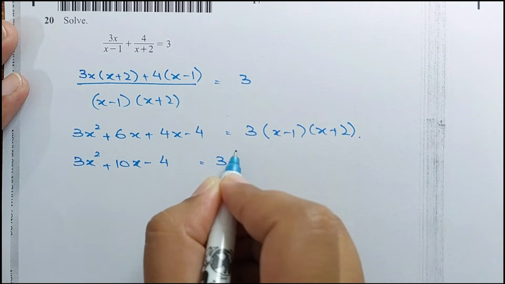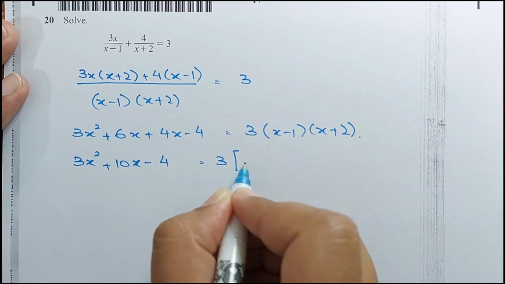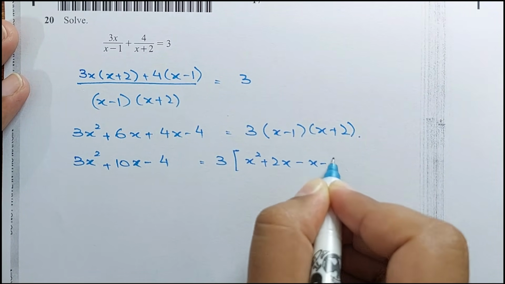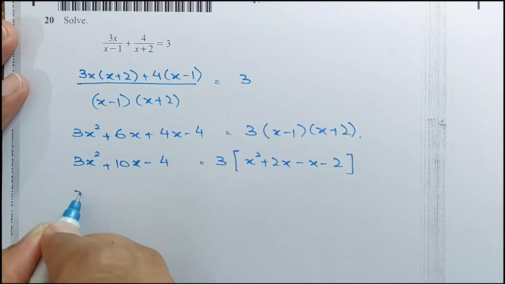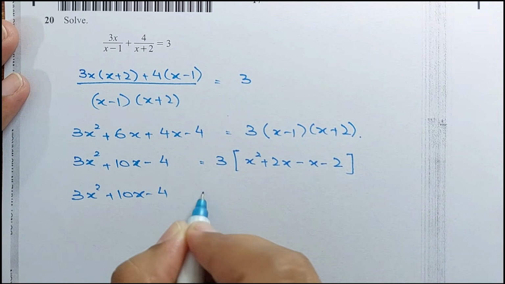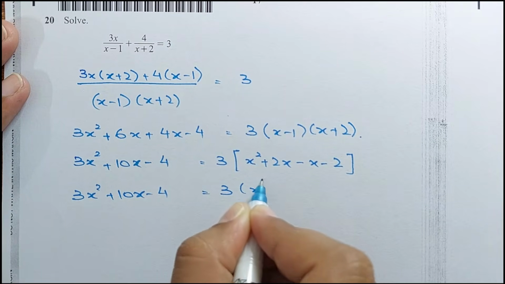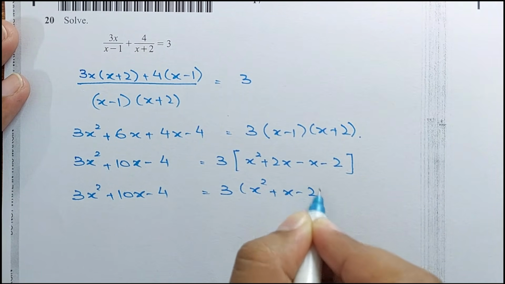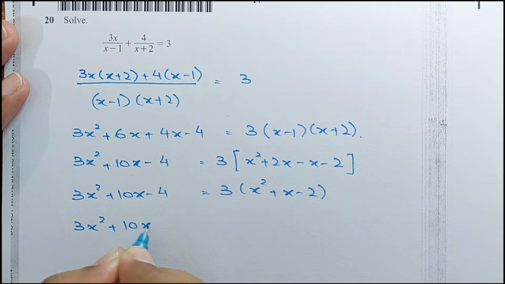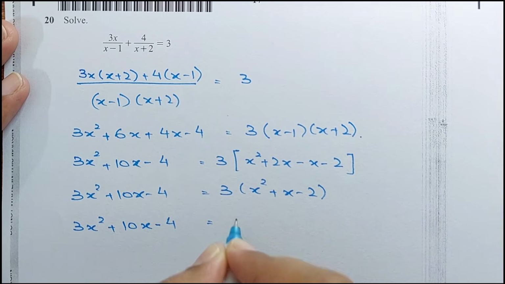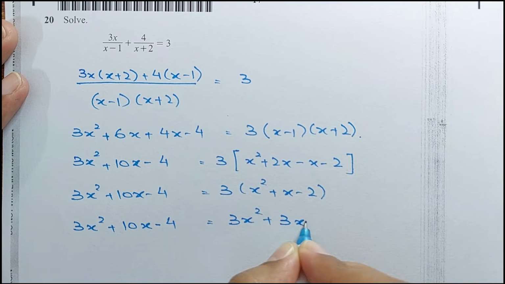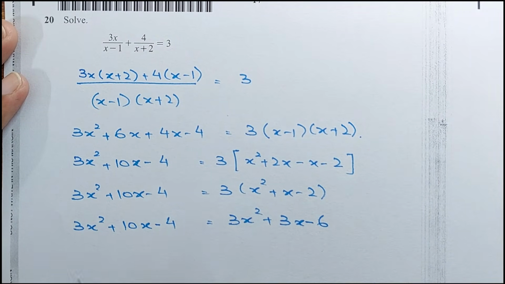3 is outside. Let me simplify x with x square plus 2x and minus 2, and you have 3x square plus 10x minus 4 stays the same. We have 3. This is x square plus x and minus 2. Okay, so 3x square plus 10x and minus 4 becomes 3x square plus 3x and minus 3 times 2 would be 6, right?